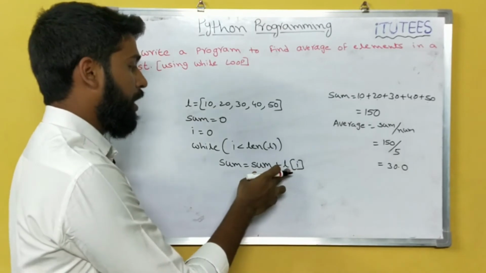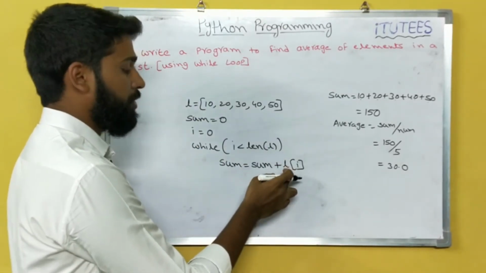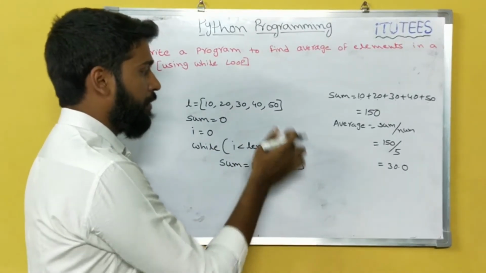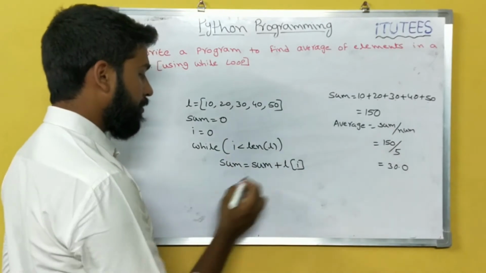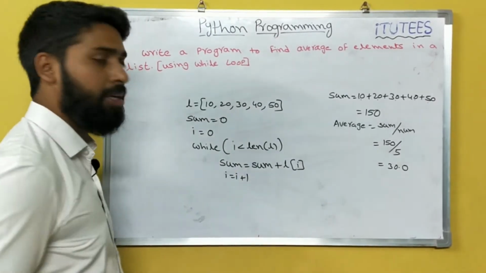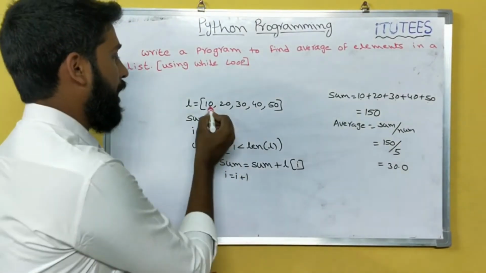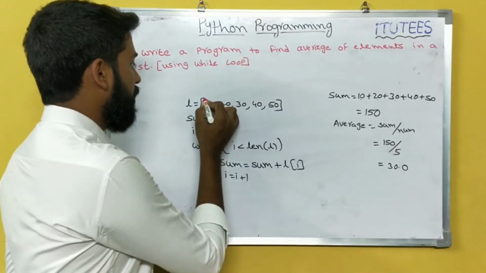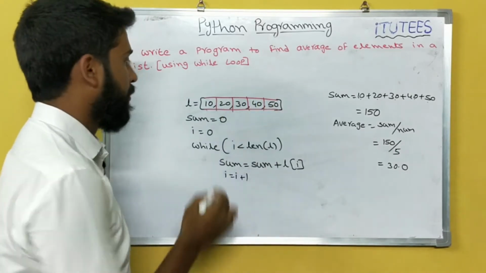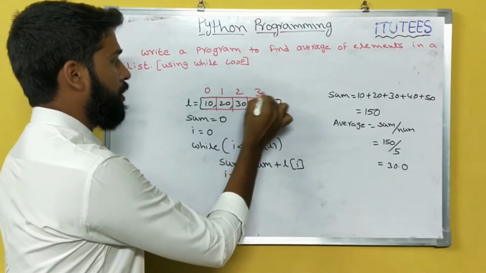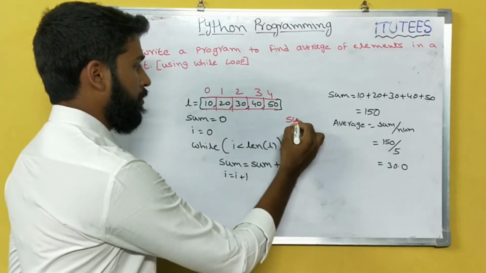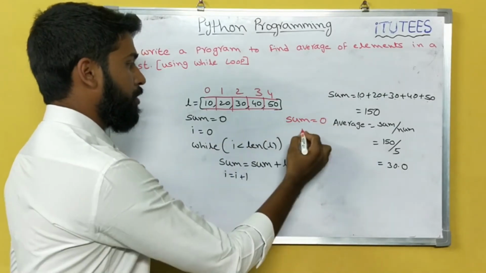That means the first L of 0 is 10, L of 1 is 20, L of 2 is 30, L of 3 is 40, L of 4 is 50. We discussed this. And I equals I plus 1. So up to now we can see, L equals 10, 20, 30, 40, 50. That means this is the list, with indexes 0, 1, 2, 3, 4. Sum equals 0, I equals 0.